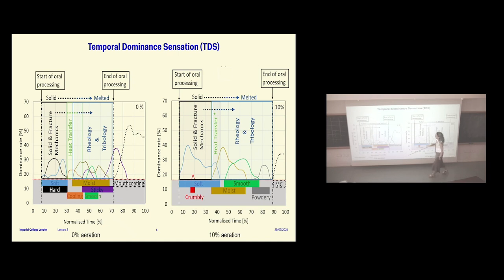There's one for 0% non-aerated chocolate and one for 10%. And you can see there's differences here, right? Both in the length of these bars, which bars are chosen, which colors are chosen, but also in the dominance rate. So this peak is higher than that peak, for example.